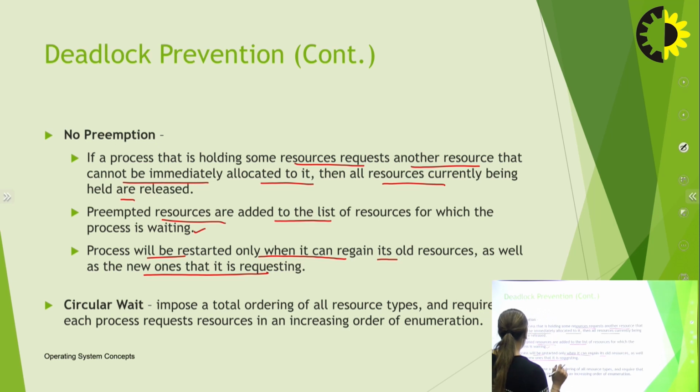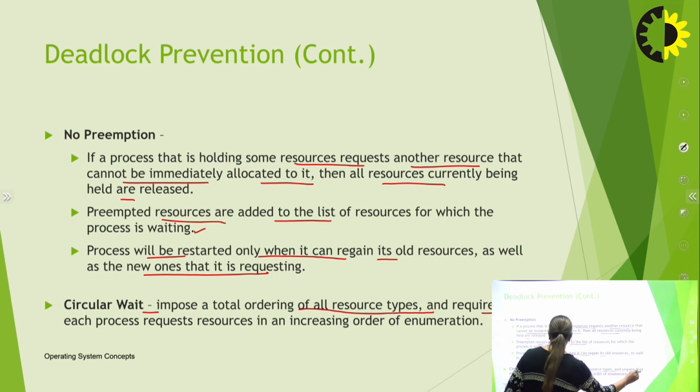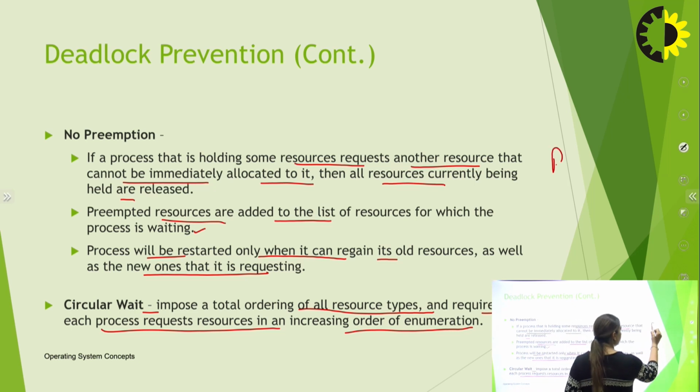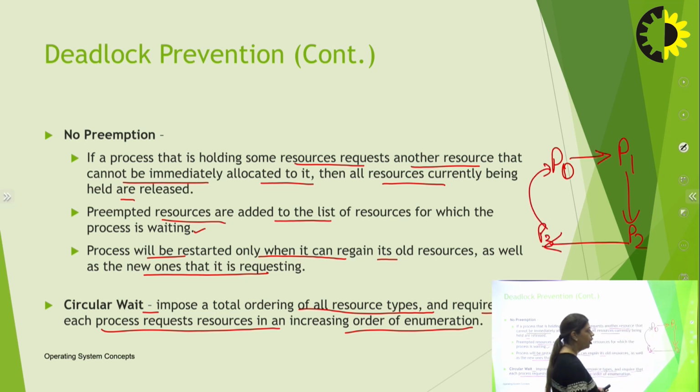And go to completion. Circular wait. Circular wait means impose a total ordering of all the resource types and require that each process request in the increasing order of the enumeration. Now in circular wait, we discussed that suppose P0 is requesting a resource that is held by P1, P1 is requesting a resource held by P2, then P3, and this is again P0.